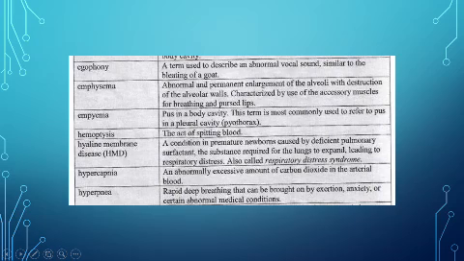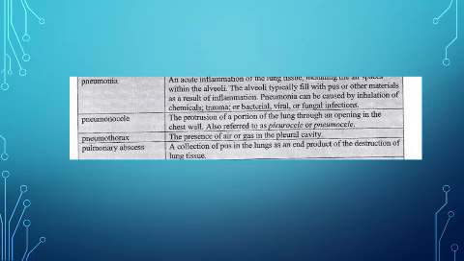Hyperpnea, rapid deep breathing that can be brought on by exertion, anxiety, or certain abnormal medical conditions. Okay, clear. Then pneumonia. Pneumonia is the most important condition in pulmonology. Pneumonia is an acute inflammation of the lung tissue, including the air spaces within the alveoli. The alveoli typically fill with pus and other materials as a result of inflammation. Pneumonia can be caused by inhalation of chemicals, trauma, or bacterial, viral, and fungal infections.